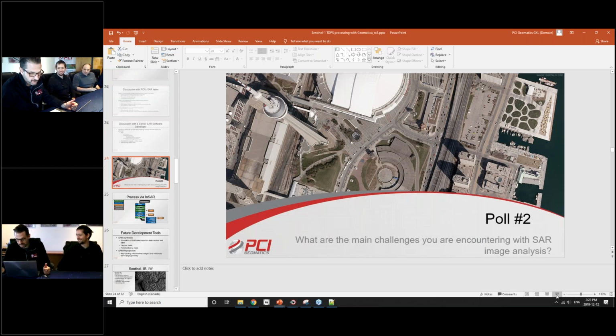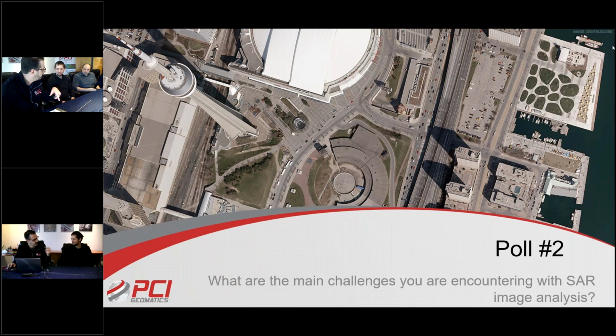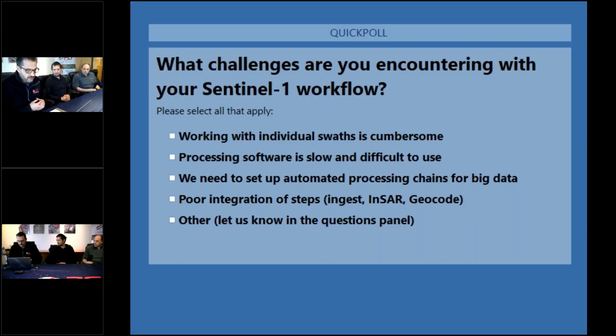So I'm just going to throw a quick poll up on the screen because it's good discussion. I'm going to go to the applications next. I want you guys to stick around. So I'm going to throw poll number 2, which is: what challenges are you currently encountering with SAR image analysis? Maybe working with individual swaths, as we've described, you find cumbersome. Maybe you're finding that processing software is slow and difficult. Maybe you don't have a way to do automation, and that's something you're hoping to achieve. Maybe you find the integration of the different steps cumbersome as well. Like you have to ingest separately, you have to do the InSAR separately, you have to geocode separately. These are some possible options that you find frustrating.